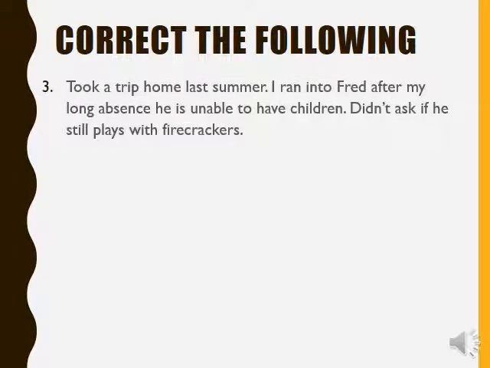Number 3. Took a trip home last summer. I ran into Fred after my long absence. He is unable to have children. Didn't ask if he still plays with firecrackers. Also, this is a run-on sentence. Took a trip home last summer is a dependent clause. I ran into Fred after my long absence. He is unable to have children. So this is also a fragment. So we have to correct this sentence. Let's see.